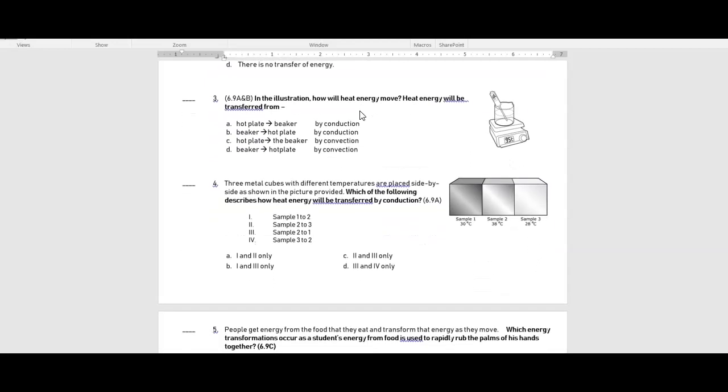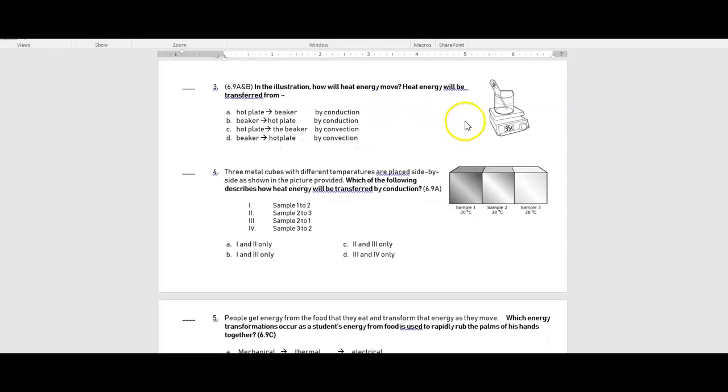Number 3. In the illustration, how will heat energy move? Heat energy will be transferred from the hot plate to the beaker by conduction, the beaker to the hot plate by conduction, the hot plate to the beaker by convection, the beaker to the hot plate by convection. So we have hot plate to beaker or beaker to hot plate, and then we have the conduction or convection options. So what are we looking at here when we're looking at heat transfer?